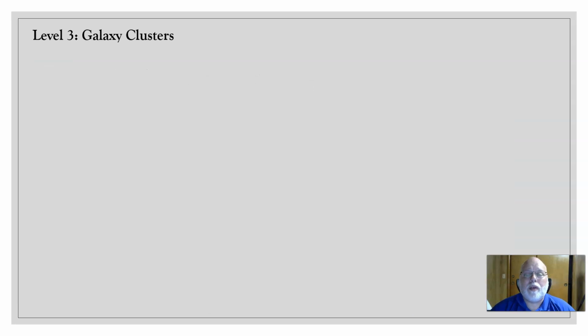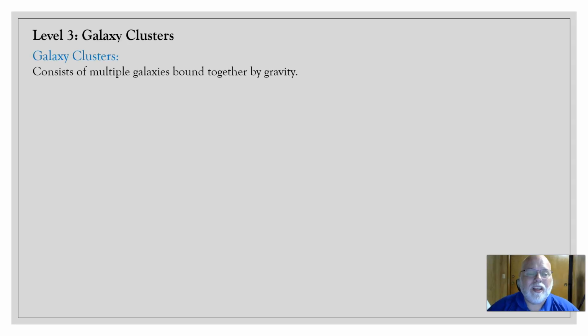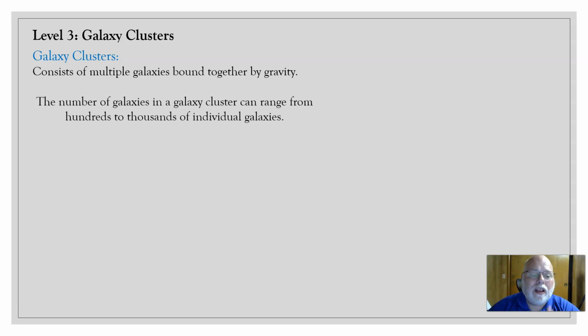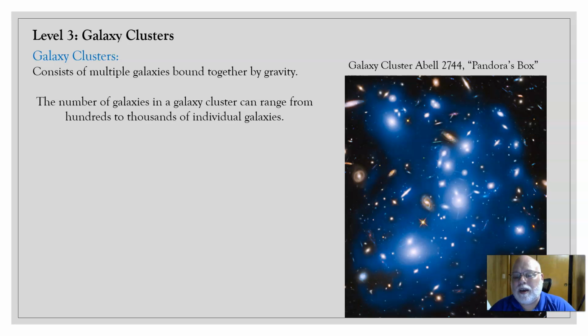Now, the third level of structure I want you to know about are galaxy clusters. What a galaxy cluster is, it's just multiple galaxies that are actually bound together by gravity. Let me show you a picture. And this is a picture of the galaxy cluster Abell 2744. It's also called Pandora's box.